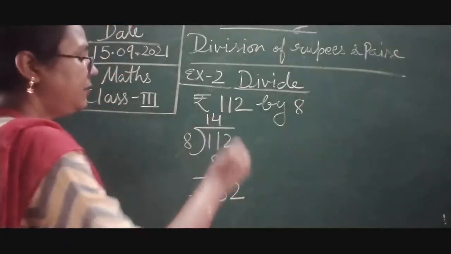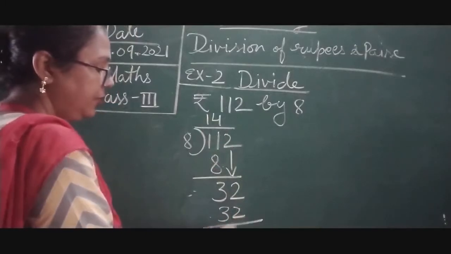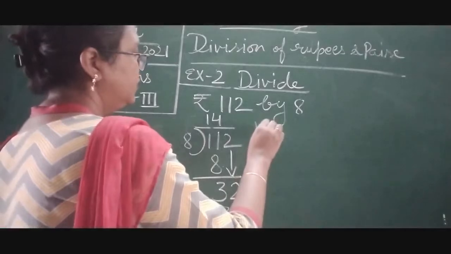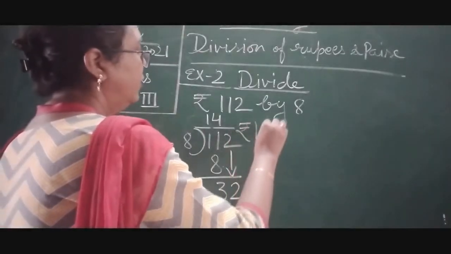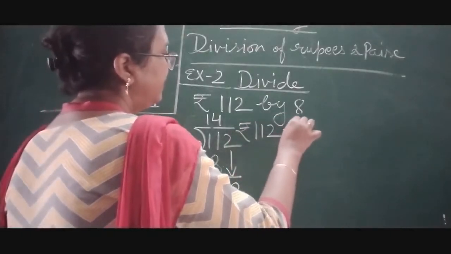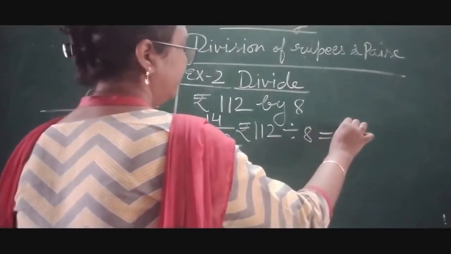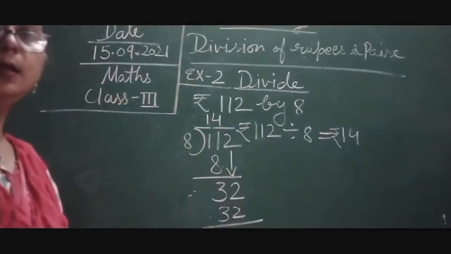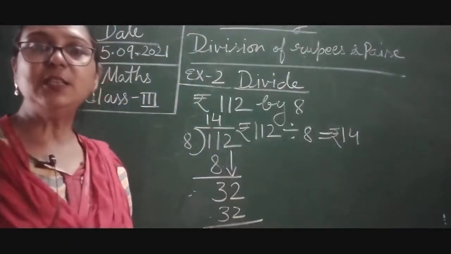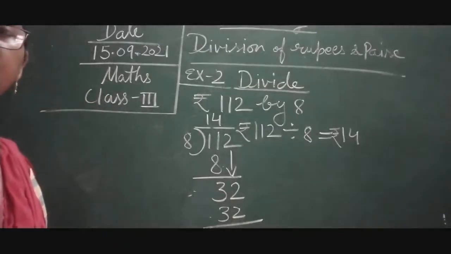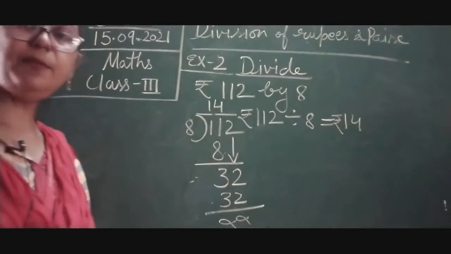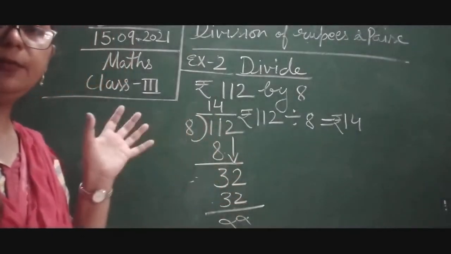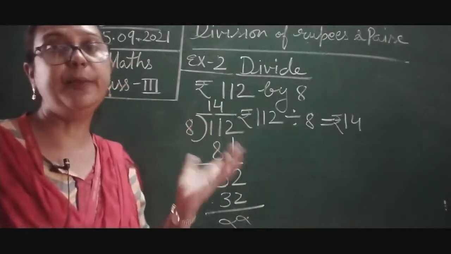So here, children, 8 fours are 32, we will write over here, and here 14 will be the answer. So rupees divided by 8, we will get 14 rupees. Okay, rupees 14 is the answer. As we have done in our division chapter, similarly we will do, nothing new is there. You just remember that we are doing division of rupees and paise.